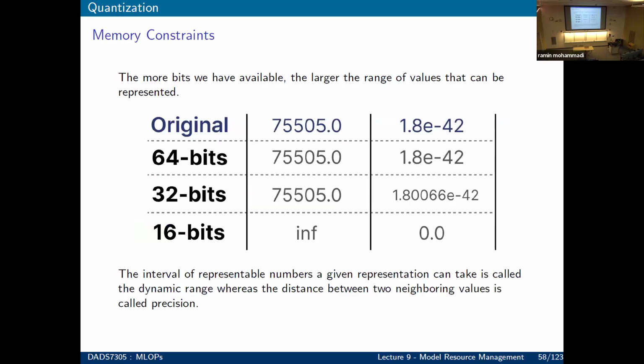Another way to see it: if you think about the original number 75505, you can represent it also in this form using 64 bits, and the representation is the same thing. When you go to 32-bit, there is a slight change in the representation. On the right is the representation. If you go from that original number to 16-bit, the representation becomes 0. So see the difference in how you quantize, how you go down from 64 to 32 to 16. For that number, you don't have a representation.